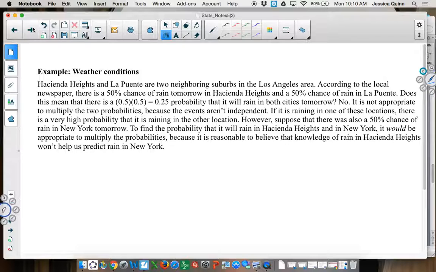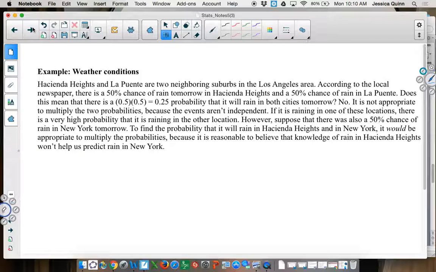Suppose that there was also a 50% chance of rain in New York tomorrow. To find the probability that it will rain in Hacienda Heights and in New York, it's appropriate to multiply the probabilities, because knowing if it's raining in New York, does that tell you anything about rain in the LA area? No. So in that case, we could multiply them together. So you just have to make sure you've thought about whether or not the events are independent.